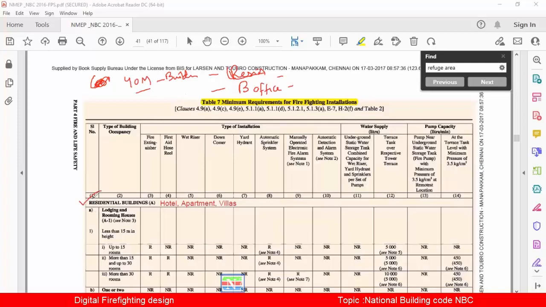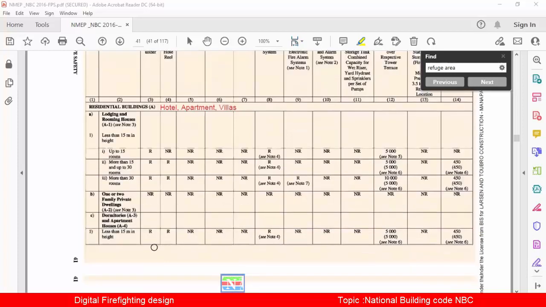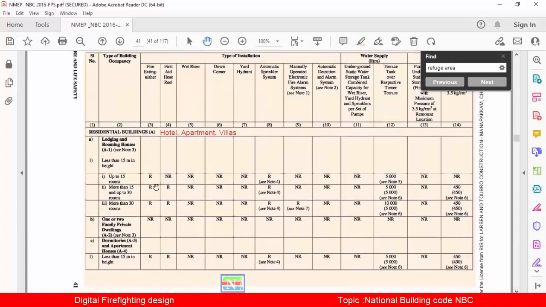So for example, first is residential. We have the number of floors, or if the height is less than 15 meter, what is the requirement? Less than 15 meter: extinguisher required, hose reel is required, wet riser not required, down comer not required, hydrant not required. Automatic sprinkler is required. Where is it required? Where your basement area is more than 200 square meter.